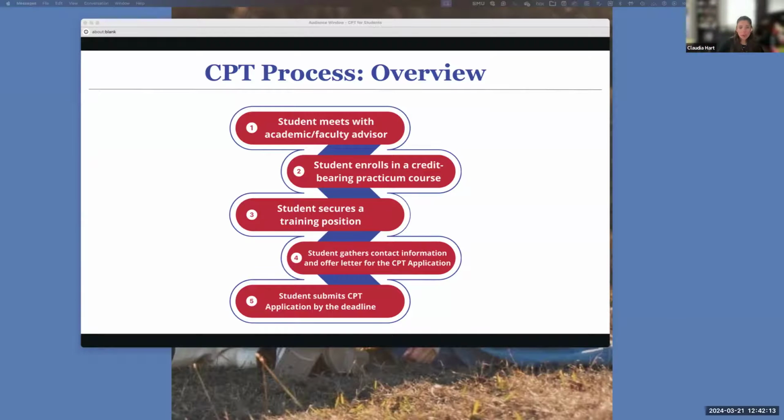In the overview that you're seeing, you meet with your advisor, you confirm that it is a practicum requirement, which usually is reflected in an internship course. You have that job offer or training opportunity, and then you gather all that information so that you can complete that CPT application. And again, the last step is that you have in consideration the deadlines.